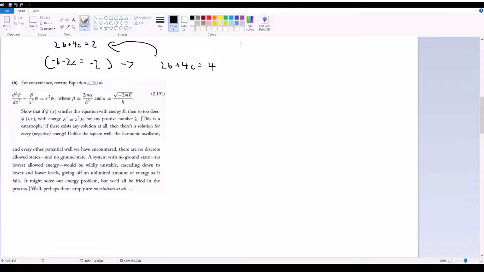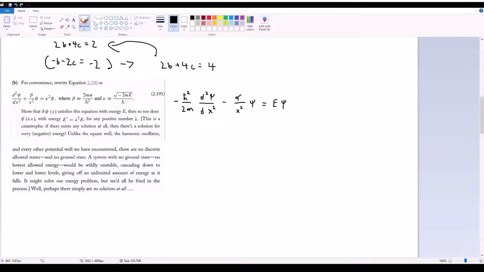Okay, so the first part of part B wants us to rewrite the Schrodinger equation in terms of these new variables, beta and kappa. So let's start off by writing out the original Schrodinger equation for this problem, which is going to be negative h bar squared over 2m multiplied by the second derivative of psi with respect to x squared, minus alpha divided by x squared multiplied by psi, and this is equal to E times psi.